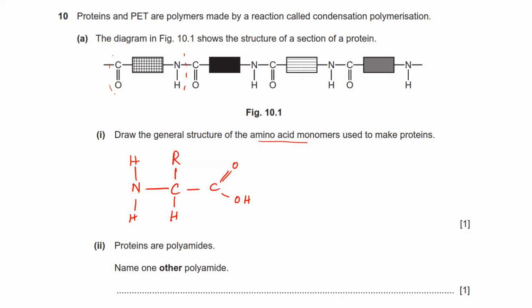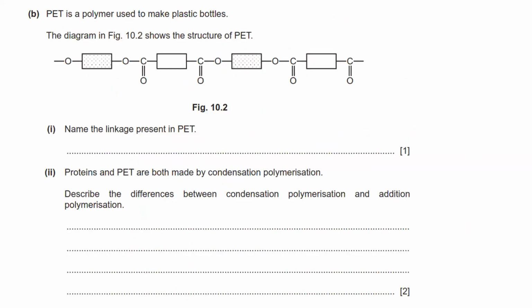Then part 2 says proteins are polyamides. Name one other polyamide: nylon. Nylon is another polyamide that can be used. So moving ahead, it says PET is a polymer used to make plastic bottles. Diagram 10.2 shows the structure of PET. Name the linkage present in the PET. So this is the ester linkage. C double bond O is the ester linkage. The one with the NH is the amide linkage. The one with the CO double bond O and CO is the ester linkage.